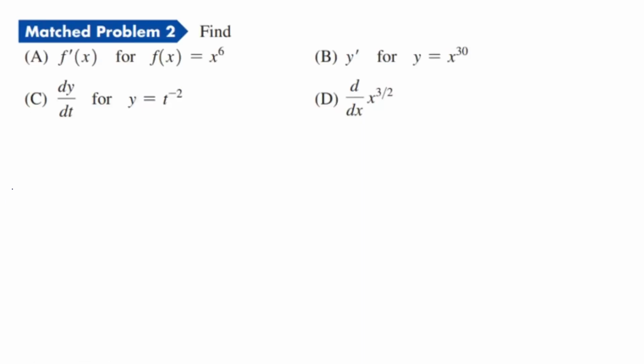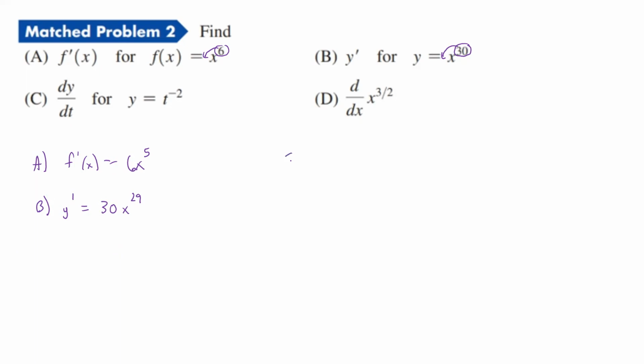So for a, f prime of x is going to be equal to what? Well, our power is 6, so we're going to bring that down in front. So we'll have the 6x. Now we're going to take 6 minus 1, and that's going to be 5. And so our derivative is just 6x to the 5th. Similarly on b, instead of f prime of x, it's going to be y prime. Now it's in the right format, so we're just going to take our n, bring it down in front, so we'll have a 30x. Now we'll take 30 minus 1, and so that's going to be 29.